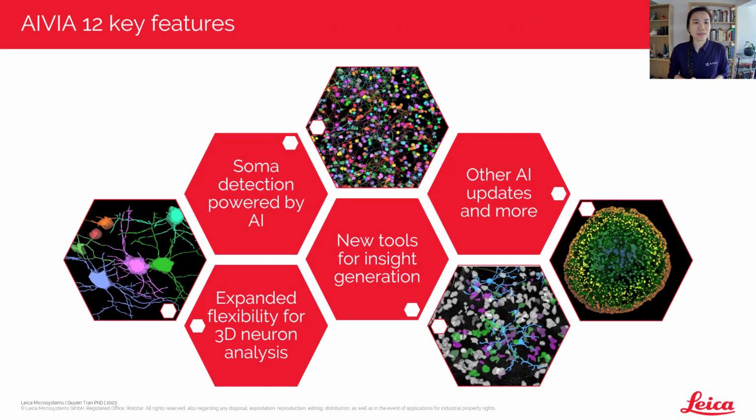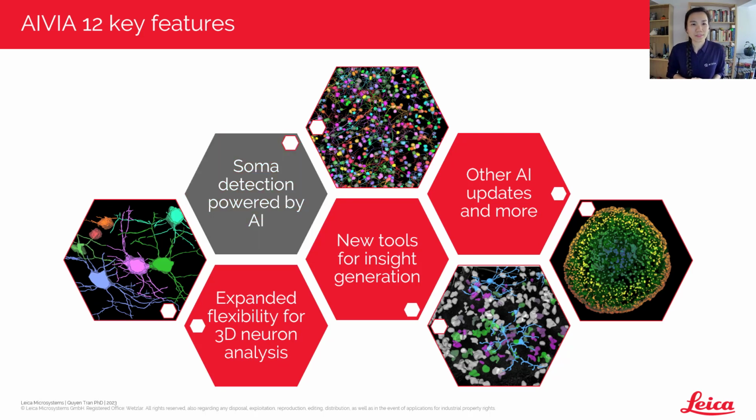Here's a brief look at the key features of Aivia 12. We're introducing Soma detection powered by AI. We've also expanded our 3D neuron analysis recipe to help you tackle challenging data sets and to speed up your analysis. Aivia 12 is also introducing new tools that help you create insight and a few other AI updates and tools for you to utilize in Aivia.